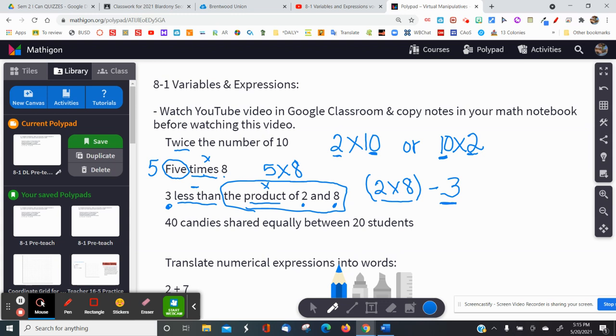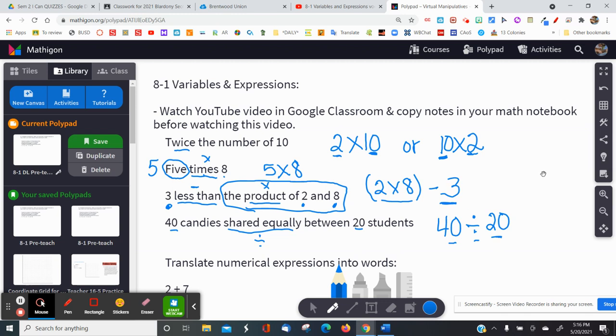Okay, so the last one. 40 candies shared equally between 20 students. So again, if you look in your notes, when I see this phrase shared equally, when I'm splitting something up between, the candies I'm sharing between 20 students, I know that means division. So 40 candies shared equally between 20 students. Now I want to make sure that this is in the right order. 40 candies divided by the 20 students. All right, so 40 divided by 20. So that one makes sense.